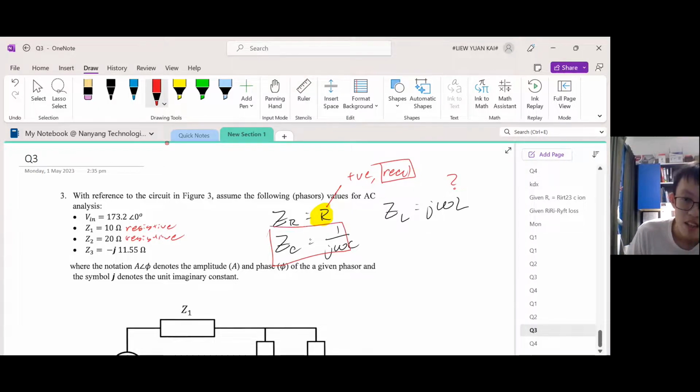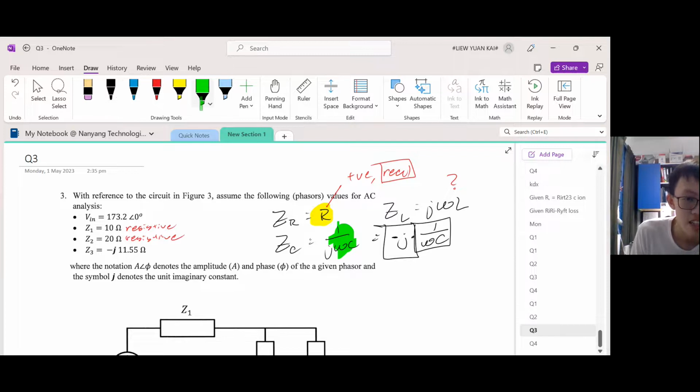Now let's look at ZC. Notice that ZC is given by 1 over J omega C. And I've already mentioned this countless times. Whenever you see 1 over J, you can shortcut this and say that 1 over J is actually negative J. So you have negative J multiplied by the rest of this. If you extract out the rest of this, you will get 1 over omega C.